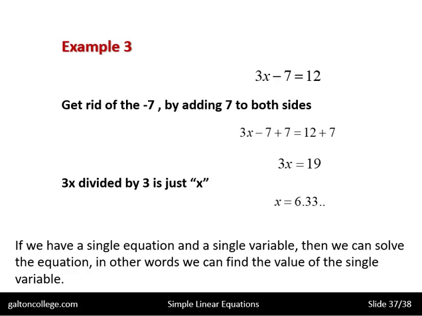If we have a single equation and a single variable, then we can solve the equation. So 3x minus 7 equals 12, we can solve that. x equals 6.3333, and so on. And that's all we really need to do with simple linear equations.